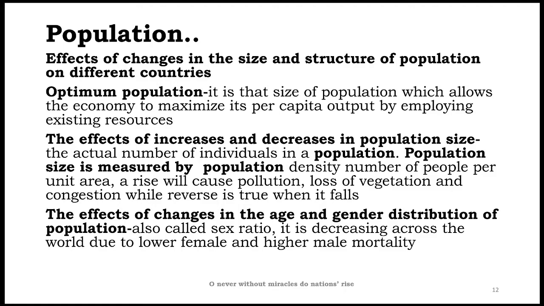Then comes the effects of increases and decreases in population size. Now, suppose we are discussing the actual number of individuals in the population. Now, population size is measured by population density. And population density is what? The number of people per unit of area. A rise will cause pollution, loss of vegetation, and congestion.